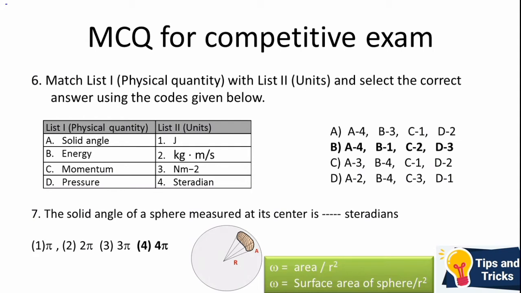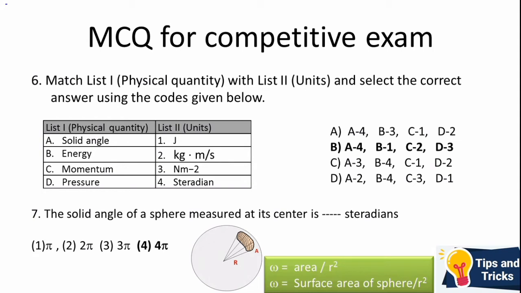So solid angle is a supplementary physical quantity and its unit is steradian. Energy is a derived physical quantity, its unit is joule. Momentum is a derived physical quantity, its unit is kg meter per second. Pressure is a physical quantity, we have already discussed, its unit is Newton per meter square. So the correct option for this problem is option B.